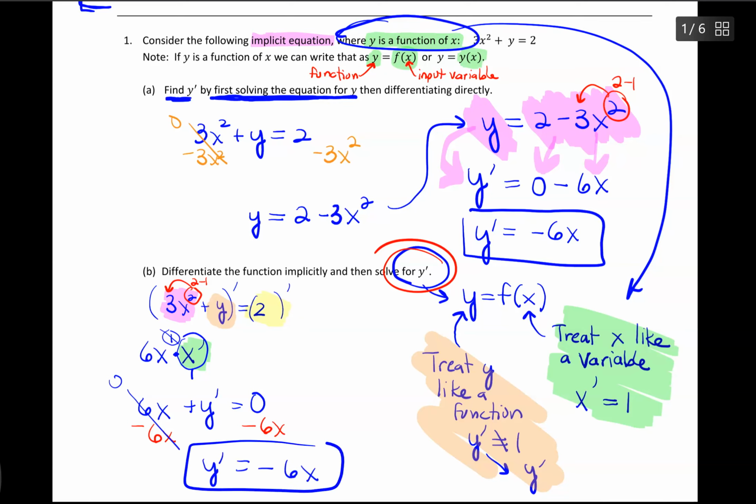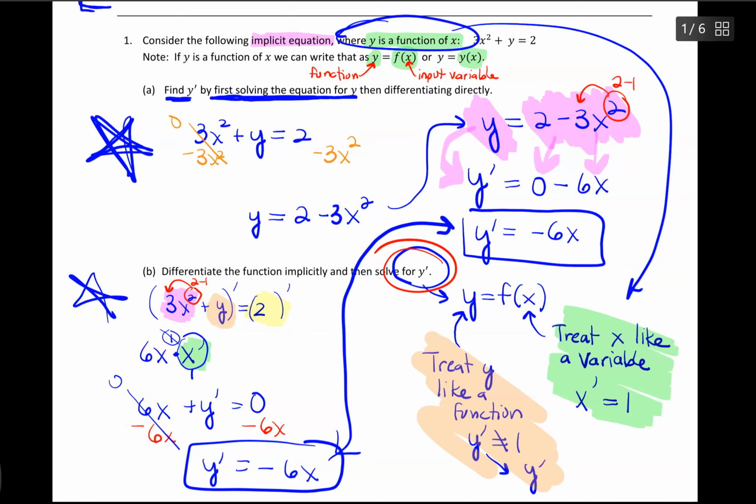I get the exact same answer as before. I just found the derivative as it was written. I found the derivative implicitly. Now, on this function, you have a choice. You could solve for y. You could do algebra first and then find the derivative explicitly. That's fine. Or you could work with the function as is and find the derivative implicitly and then do algebra to solve for y. You have some options here, but sometimes you'll have to do an implicit differentiation. You won't have any other choice.